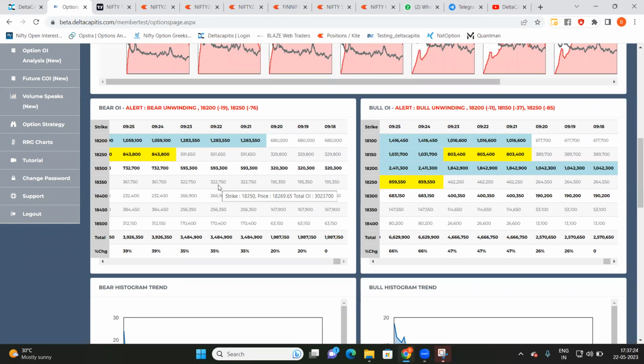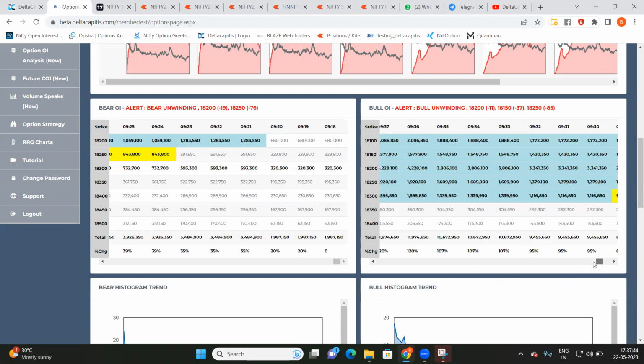Now these bulls and bears are fighting. What is the fight? Who is putting up a bigger fight? It will be clearly seen by the numbers here. At 9:25 today, 66 lakh contracts were sitting on the bullish side, whereas on the bearish side it is 39 lakhs. This was at 9:23.